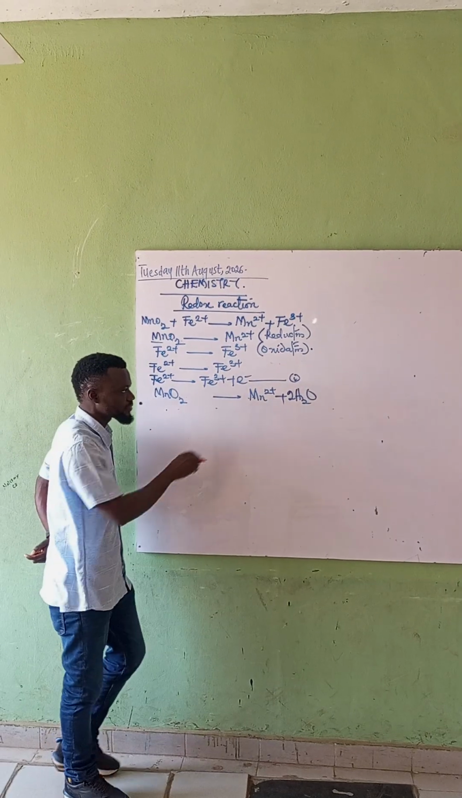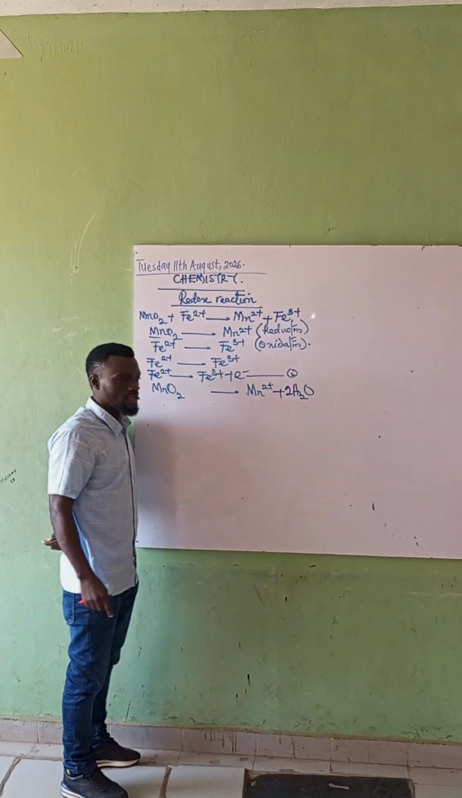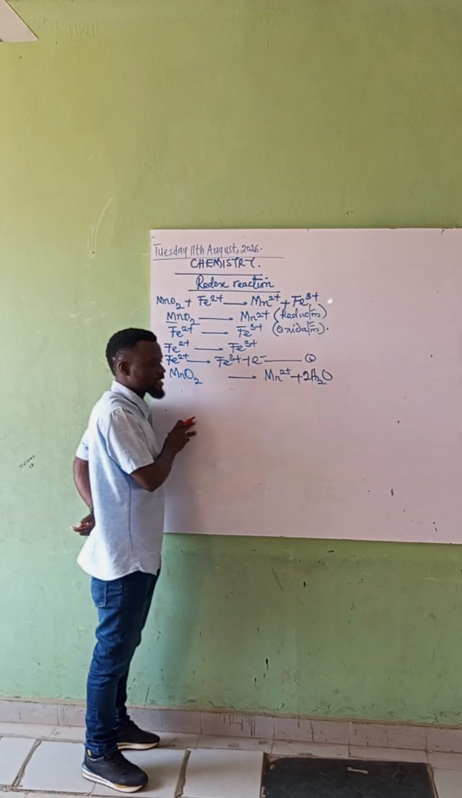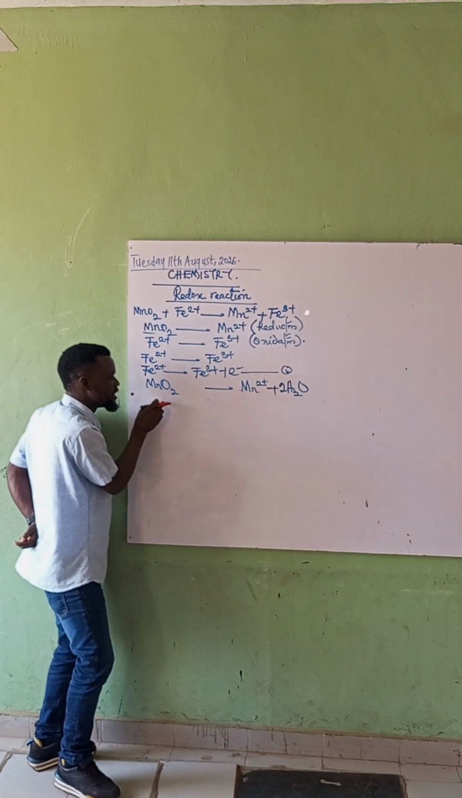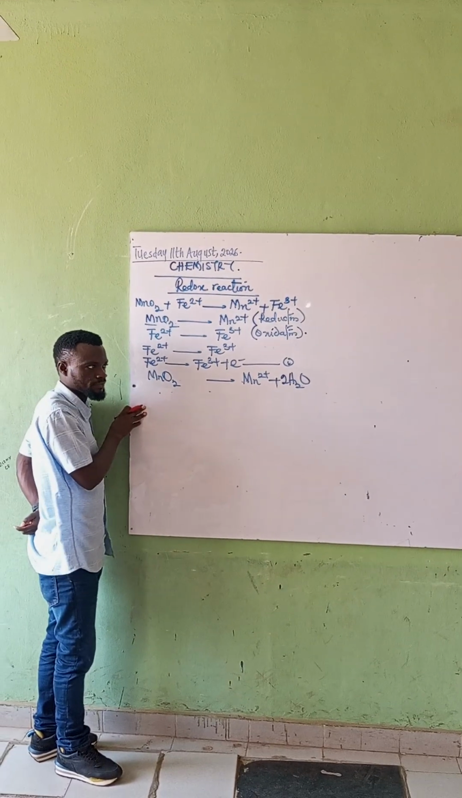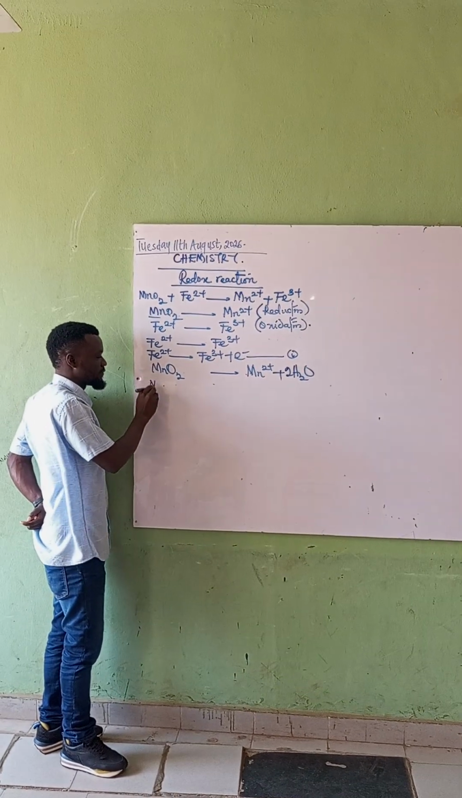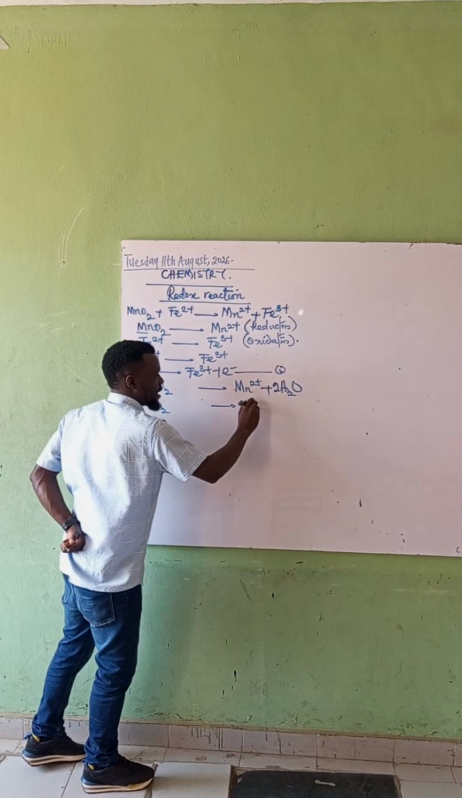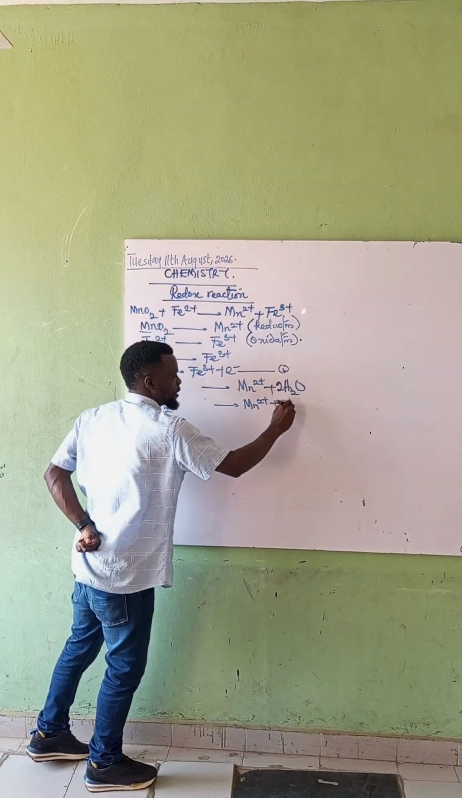But mind you, hydrogen: we have hydrogen at the product side here now. That means we need to balance the reactant side with hydrogen as well. Now from there, we have MnO2 and we have Mn2+ plus 2H2O.